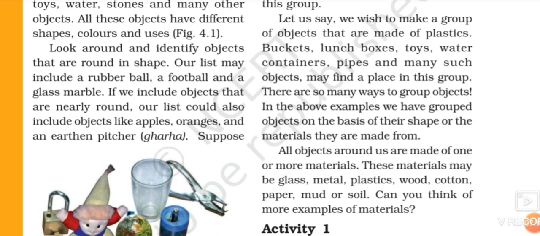Sometimes one object is made up of a single material, or some objects may be made up of different types of material also. So you can say that materials or objects are sorted into groups on the basis of their appearance, their uses, hardness, transparency, color and shape.